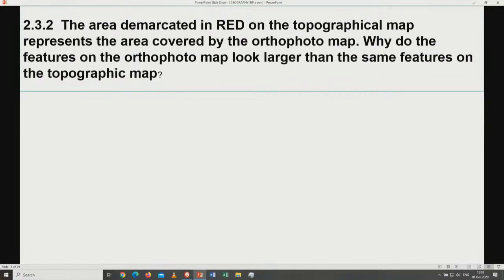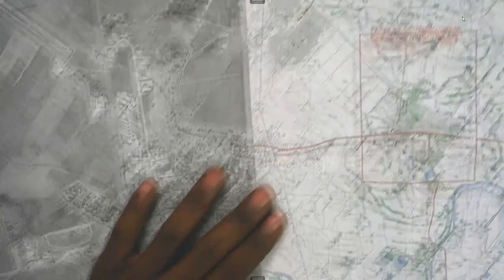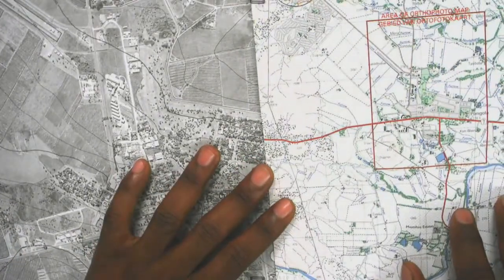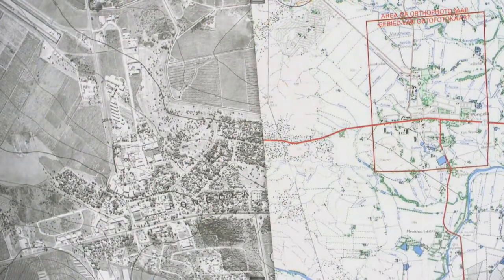All right. So now the following question says, the area demarcated in red on the topographical map represents the area covered by the orthophoto map. Why do the features on the orthophoto map look larger than the same features on the topographical map? Now let's look at these features that they are talking about here. Here is my topographical map. This is the area that I'm looking at. All of this area is represented in this one.